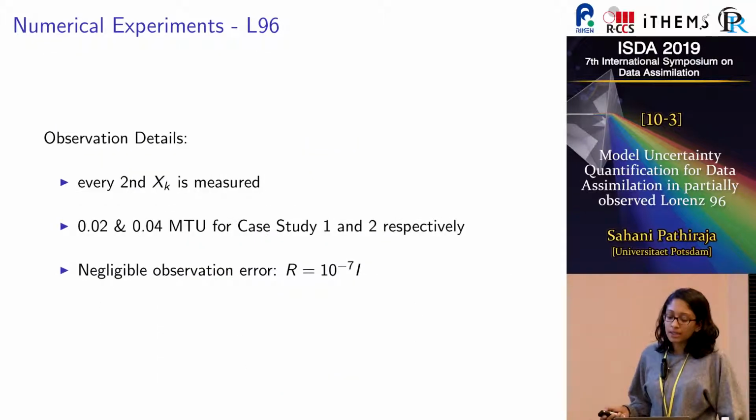So as I mentioned earlier, we have observation sparsity both in time and in space, so only every second coarse scale variable is measured. And also we invoke this negligible observation error assumption. So these observation error variances are small in comparison to the model error conditional variances.